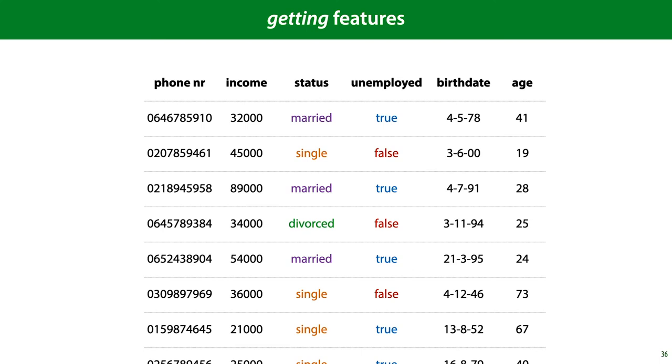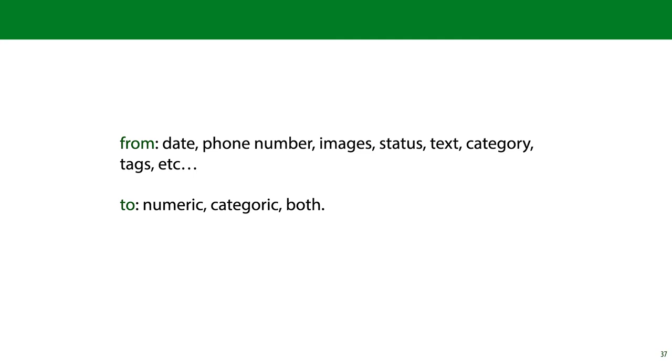Even if your data originally comes in a table, as it often does, that doesn't necessarily mean that every column can be used as a feature right away, or that this would be a good approach. The main issue is that in databases and other data management systems, there are many more types of columns than machine learning systems can handle. You have dates, phone numbers, images, categories, tags, and so on. And for machine learning models, really the only two types of features allowed are numeric, categoric, or a mixture of both. In short, we have to translate data from the types at the top to the types at the bottom.